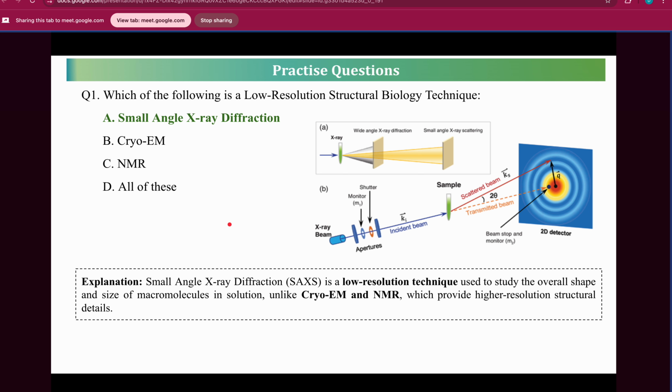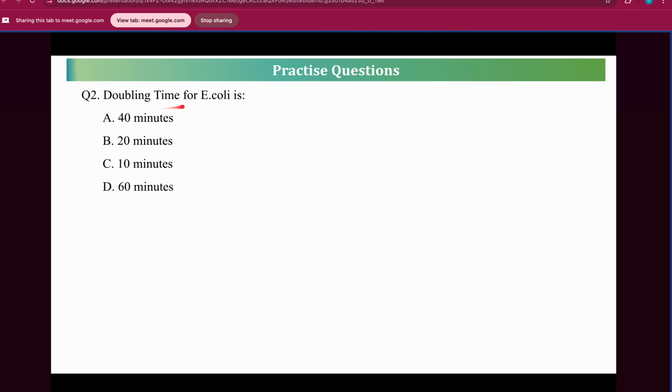Now let's move to question number two. The second question is: doubling time for E. coli is option A, 40 minutes, option B, 20 minutes, option C, 10 minutes, and option D, 60 minutes. Now you have to tell what is the doubling time for E. coli.